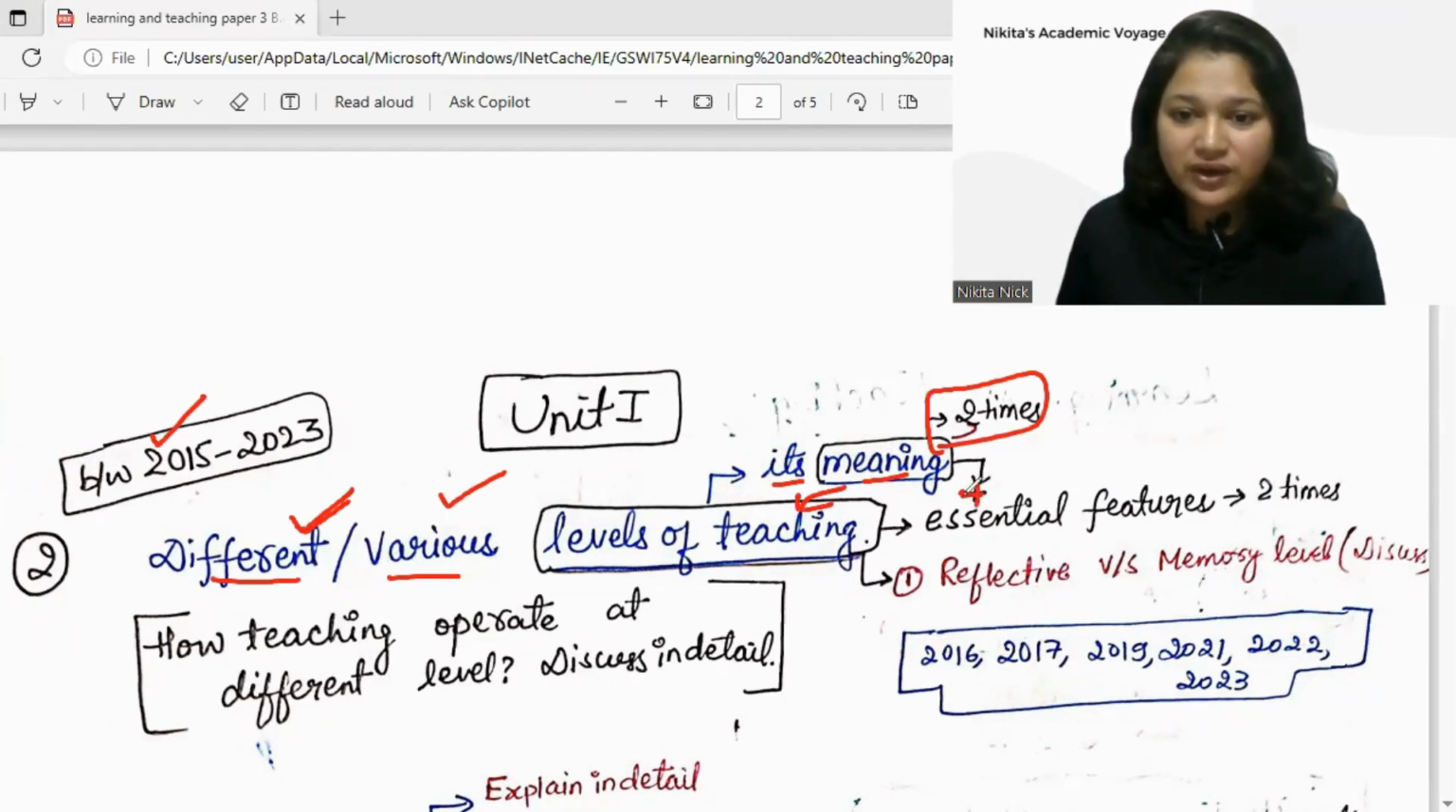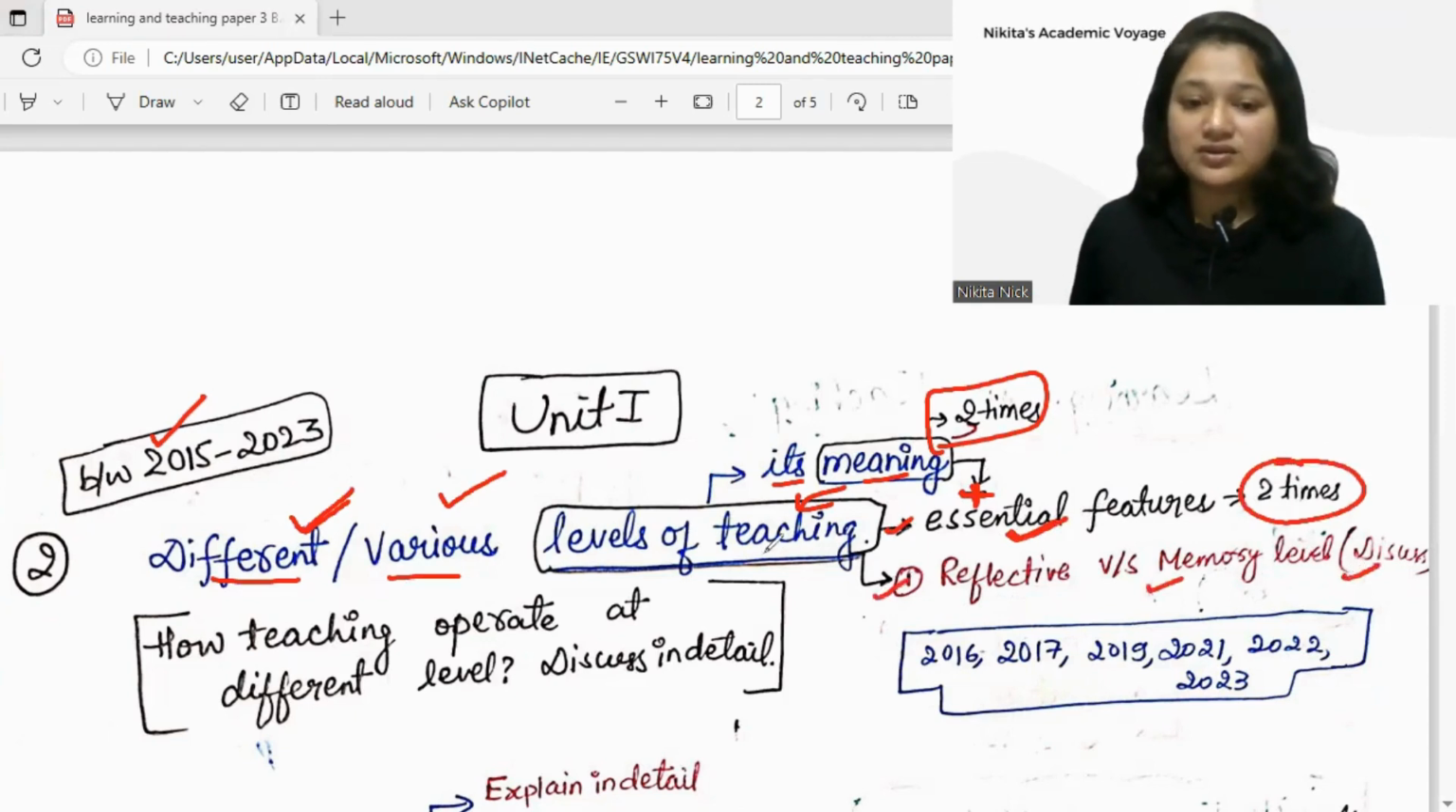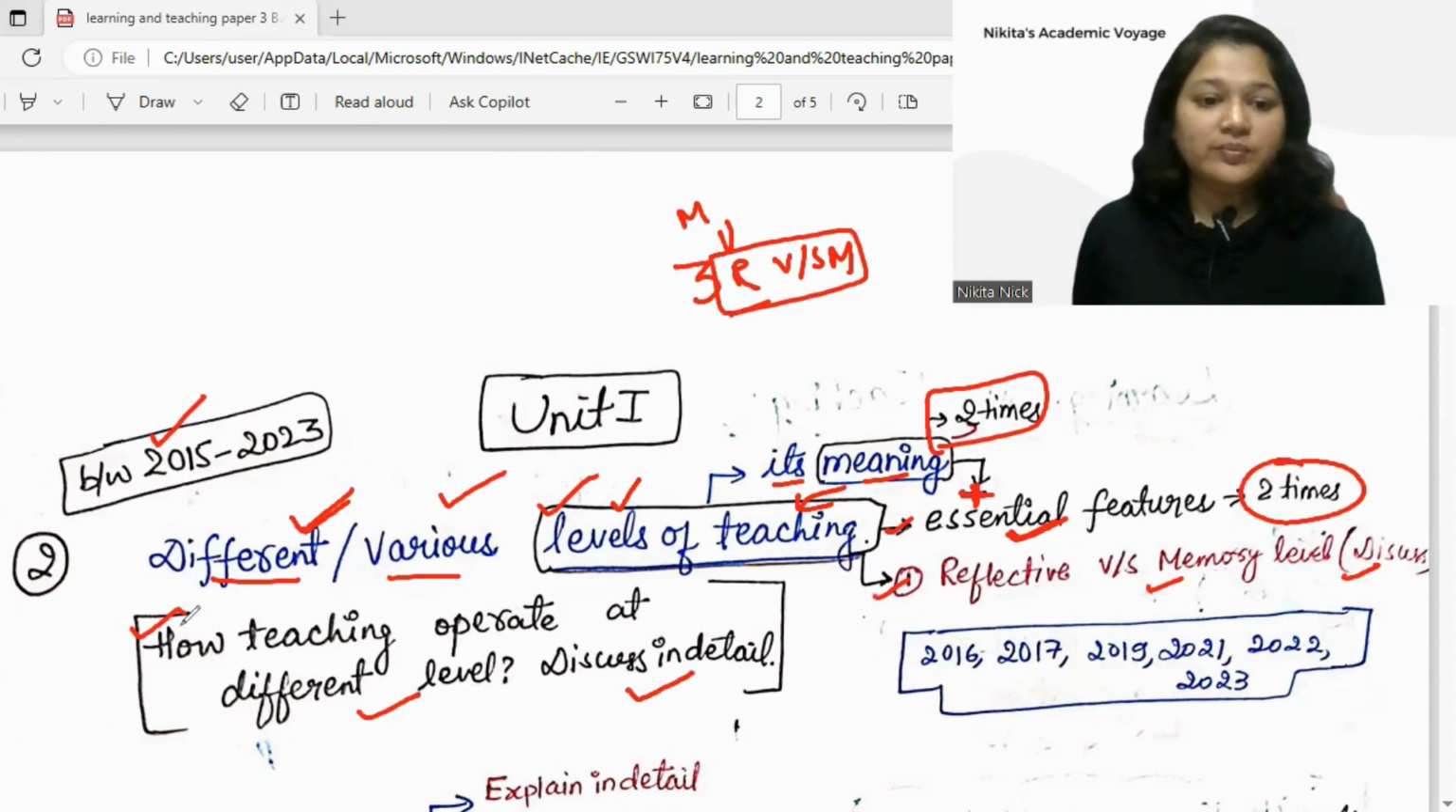Plus, they ask about the essential features of levels of teaching. It is asked 2 times. Reflective versus memory level, discuss. In levels of teaching, we have 3 levels: memory level, understanding level, and reflective level. Apart from different levels of teaching, they asked reflective versus memory level of teaching. Also, how teaching operates at different levels, discuss in detail. This is also one question asked.